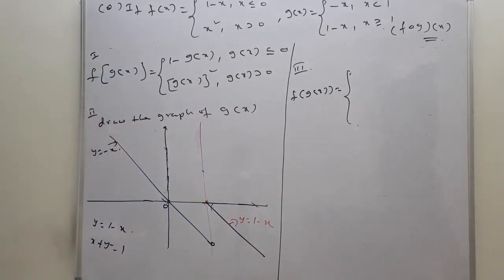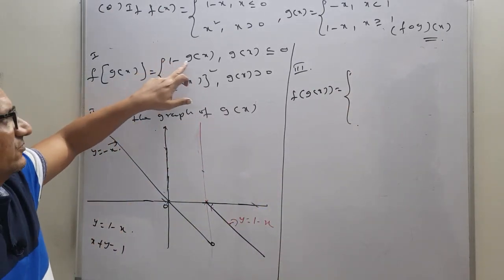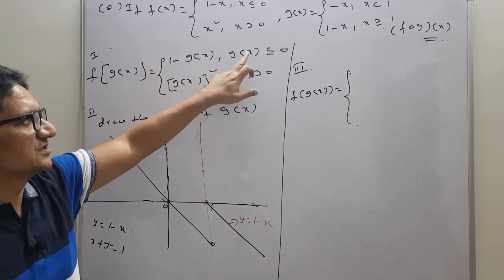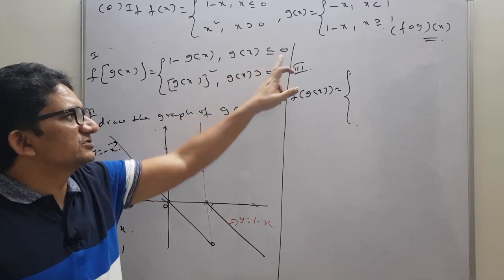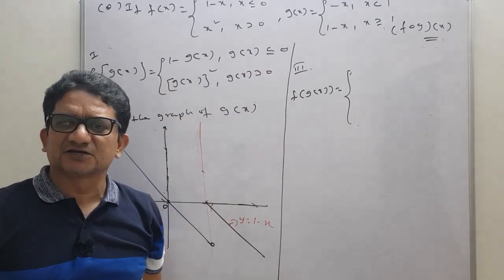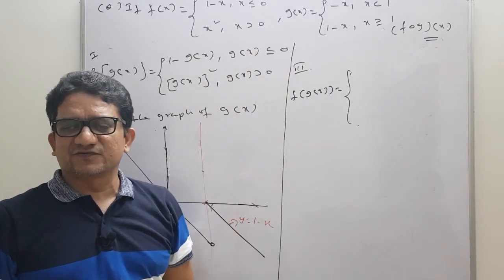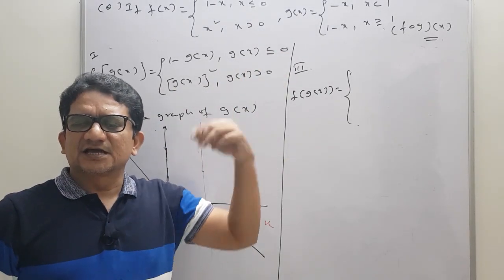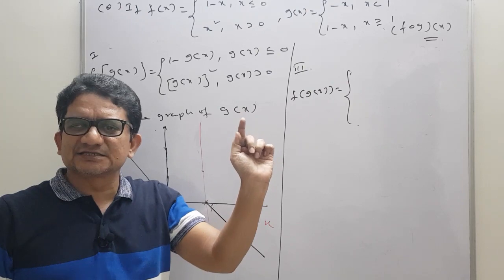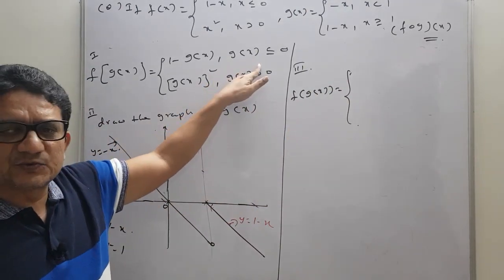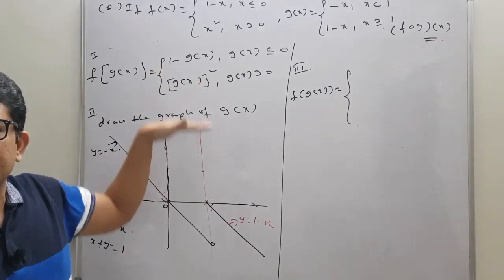While drawing f of g of x, we have clearly 1 minus g of x. So the g of x situations we have are g of x is less than or equal to 0 and g of x is greater than or equal to 0. We know that g of x is the output of the function. Correct or not? See, f of x is there, x is input and f of x is output. Like that, g of x is output, and output we need to take on the y axis.